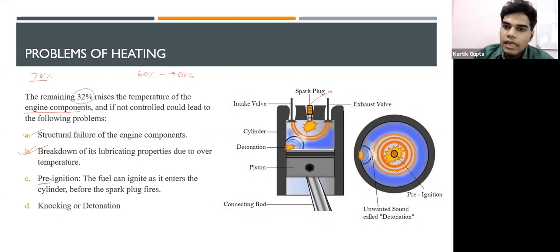Because of the pre-ignition, not just the particles here have been ignited, the particles which are present in these sections, like in these corners, have also been ignited, and this causes a sound known as detonation. Now this detonation is a constant sound. It keeps on going, tuck tuck tuck tuck. So that is known as knocking or detonation. Knocking and detonation will be discussed in the chapter also. I'll leave it right now.